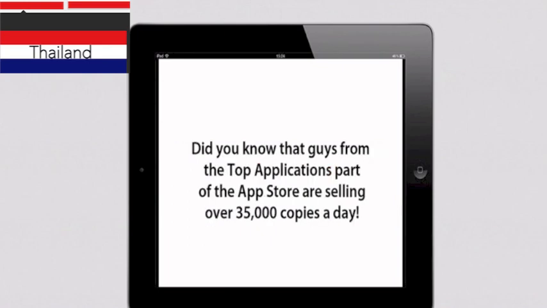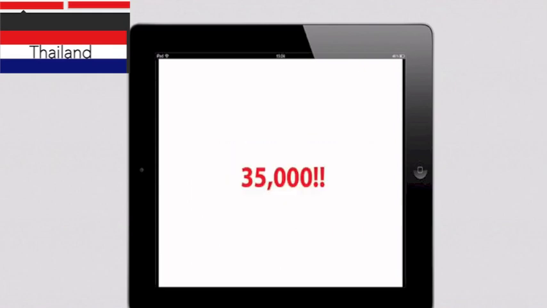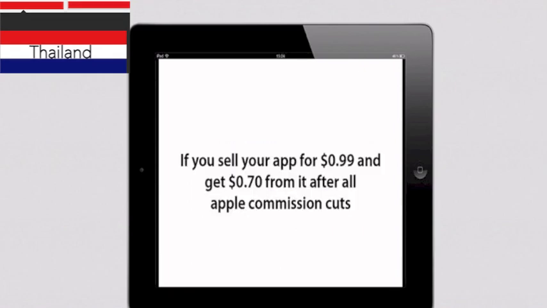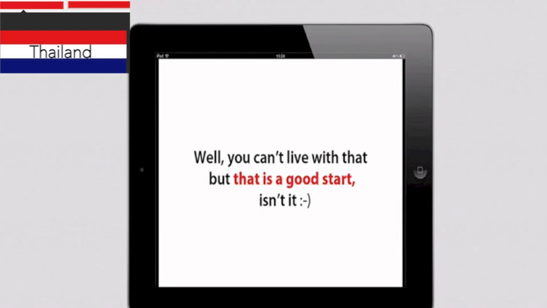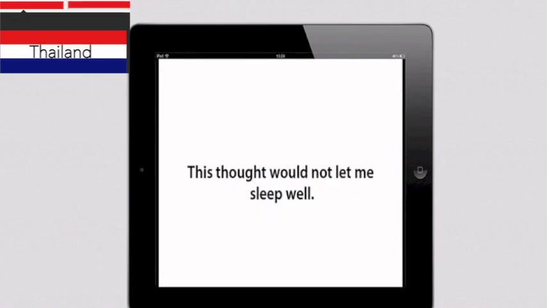Did you know that guys from the top applications part of the App Store are selling over 35,000 copies a day? 35,000! If you sell your app for 99 cents and get 70 cents from it after Apple commission cuts, you are left with a pure profit of $24,500 per day. Well, you can't live with that, but it's a good start, isn't it? This thought would not let me sleep well.